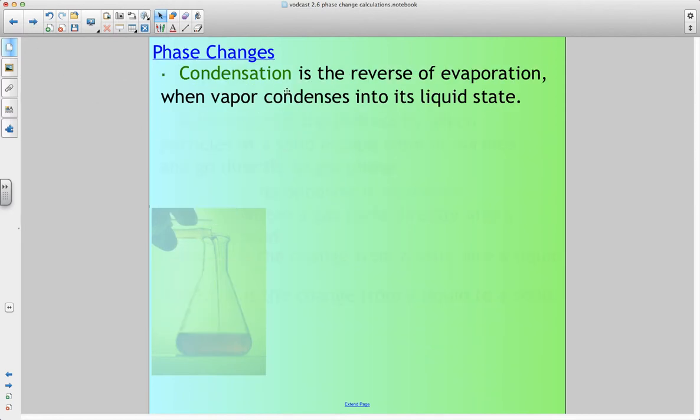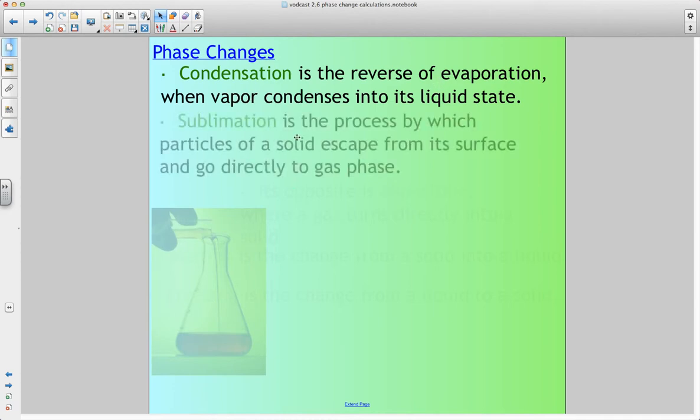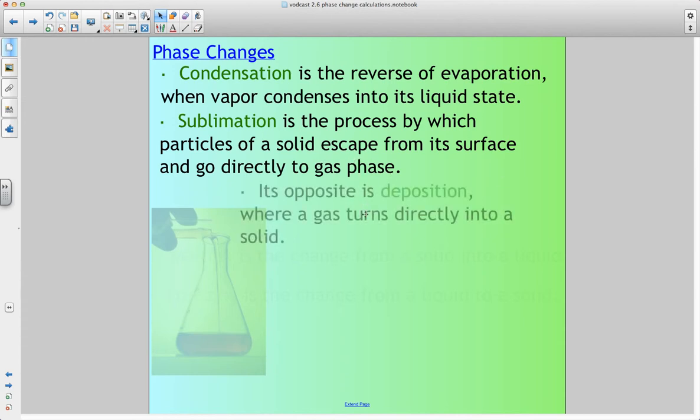Going back to condensation, we already said that was the reverse of evaporation. It's whenever the vapor condenses back into a liquid state. Sublimation, once again, is the process by which the solid escapes from a surface and will go directly into a gas phase. Think of that dry ice that we talked about. Its opposite is deposition. That's when the gas turns directly into a solid.